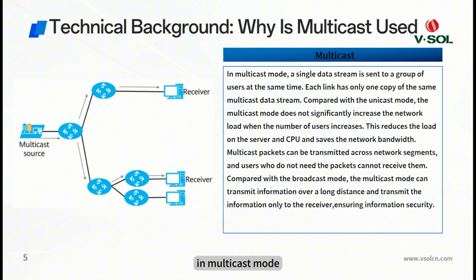In multicast mode, a single data stream is sent to a group of users at the same time. Each link has only one copy of the same multicast data stream. Compared with the unicast mode, the multicast mode does not significantly increase the network load when the number of users increases. This reduces the load on the server and CPU and saves the network bandwidth.